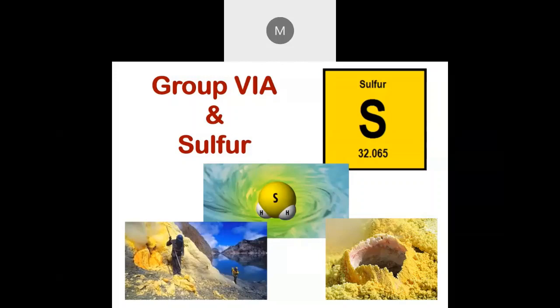All right, good morning to everyone. So today we will look at group 16, or group 6A, and the element sulfur.